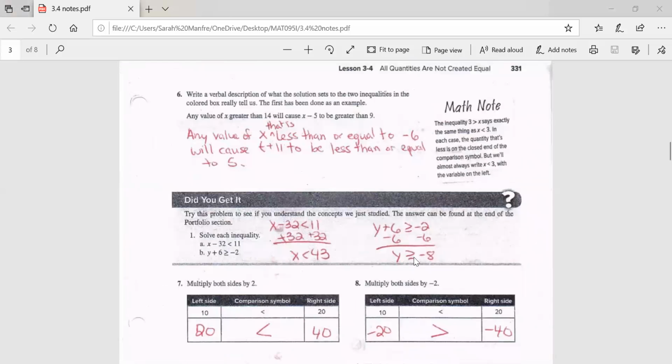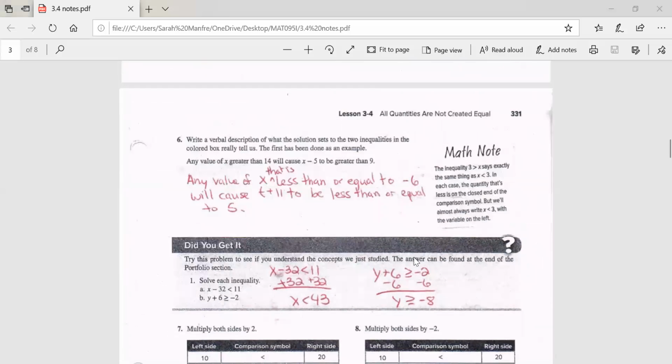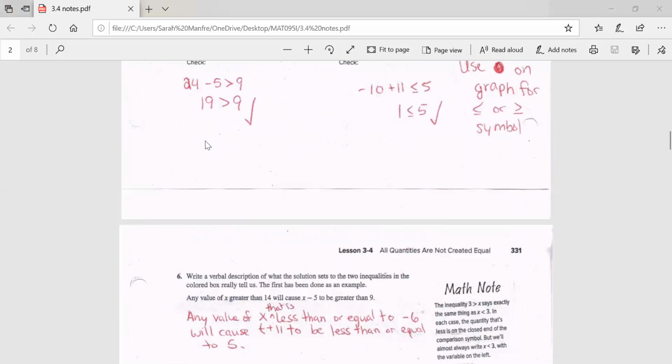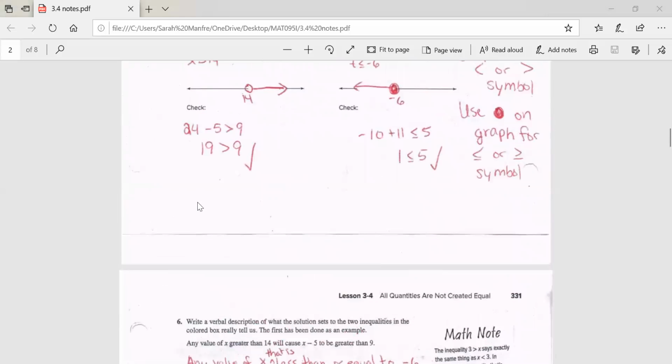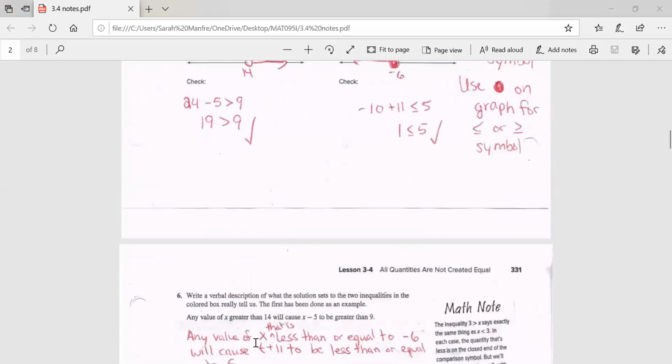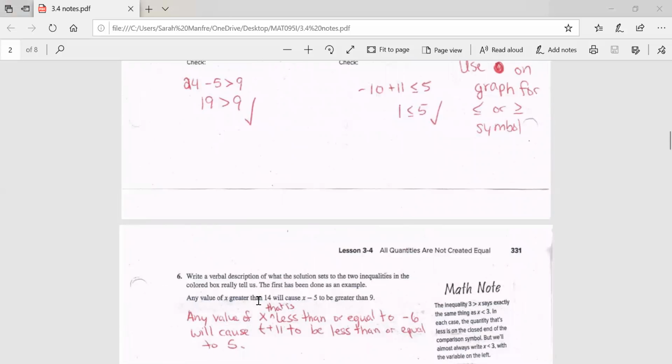So this one says, write a verbal description of what the solution sets of the two inequalities in the color box really tell us. So the first one has been done. Basically we're looking at these two inequalities that were given to us up here. For the first one, we got x is greater than 14, right? So it means any value of x greater than 14 will cause x minus 5 to be greater than 9. For the second one, any value of t that is less than or equal to negative 6 will cause t plus 11 to be less than or equal to 5.